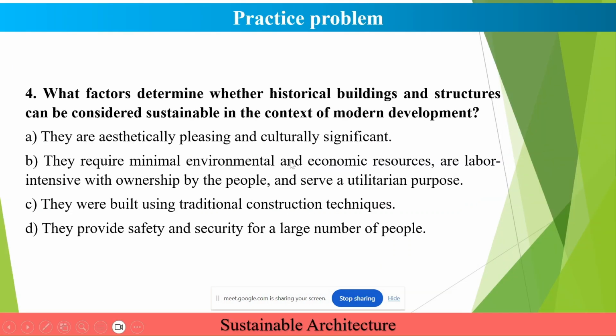So what is the correct answer to this question? Question 4. Can anybody answer? It's option B. Yeah, option B. Who is there? Risil. So everyone is agreeing with Risil Mittal. Option B is the correct answer for this question.